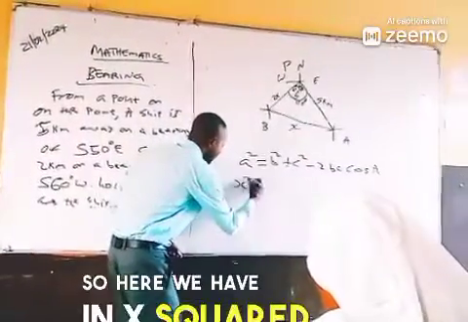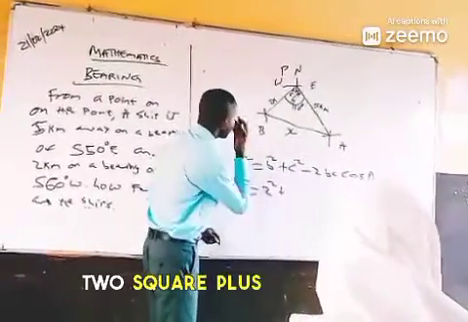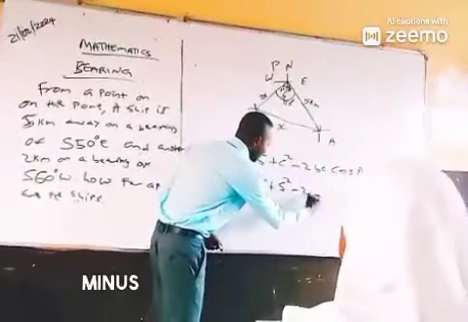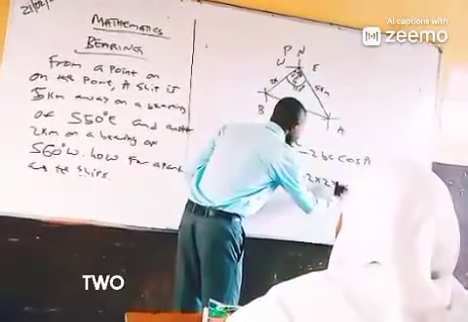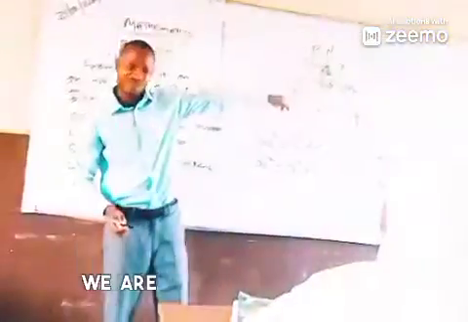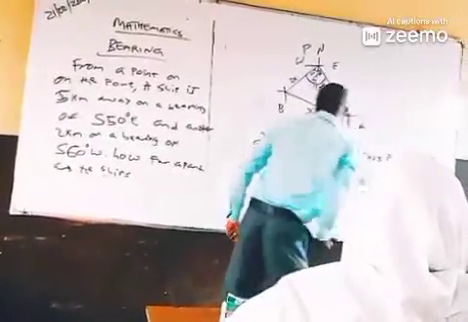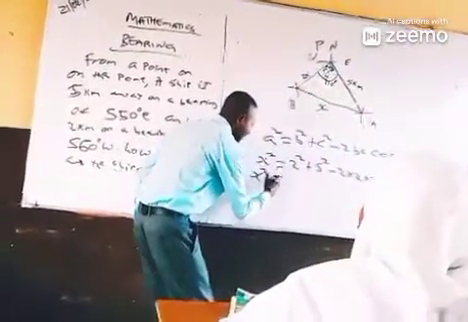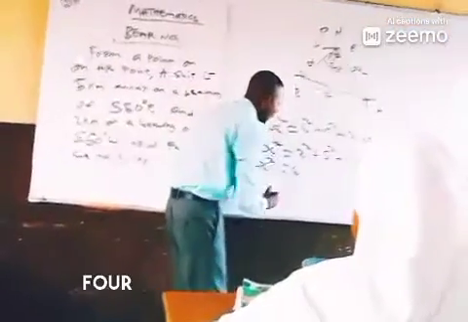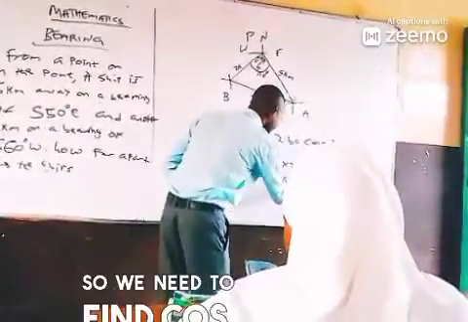So here we have a squared is equal to the square of the other 2 sides, 2 squared plus 5 squared minus 2 times 2 times 5 cos, what is our angle? 110 degrees. So we are going to have x squared is equal to 2 squared, which is 4, plus 5 squared, which is 25, minus 2 times 2 times 5, that is 20, cos 110. So we need to find cos 110.